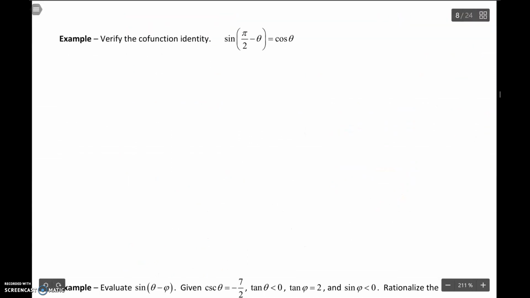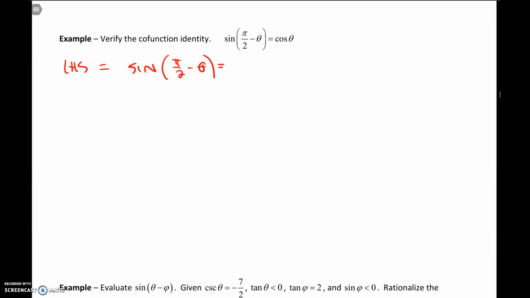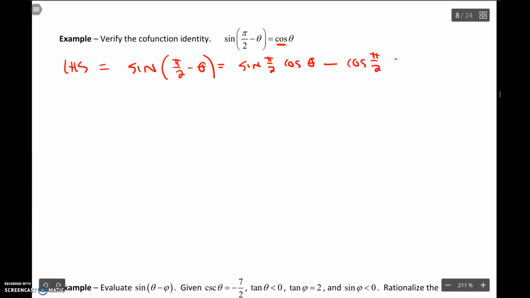All right, so let's start with the left-hand side. The sine of pi halves minus theta. I'm going to use the angle difference formula for the sine to break this down and see if I can get it to look like this. For sine, it's sine, cosine, cosine, sine, same sign. So the sine of pi halves, cosine of theta, same sign, cosine of pi halves, sine theta. Sine, cosine, cosine, sine, same sign.